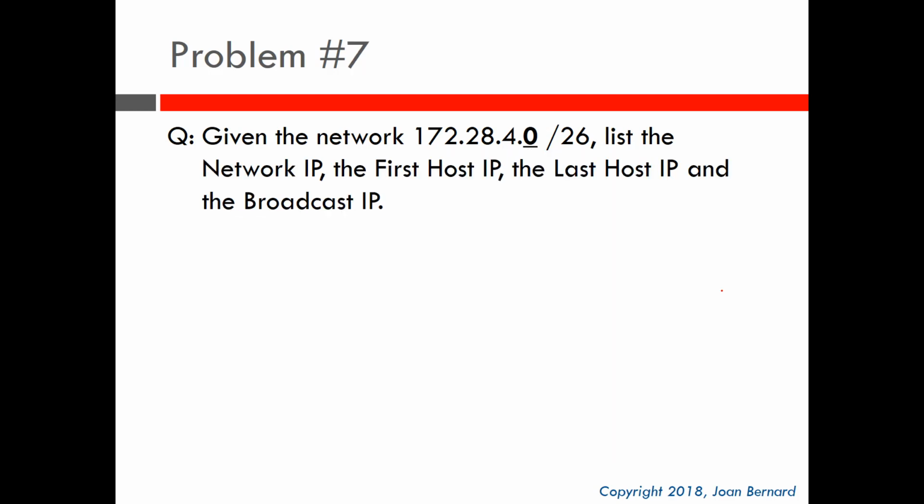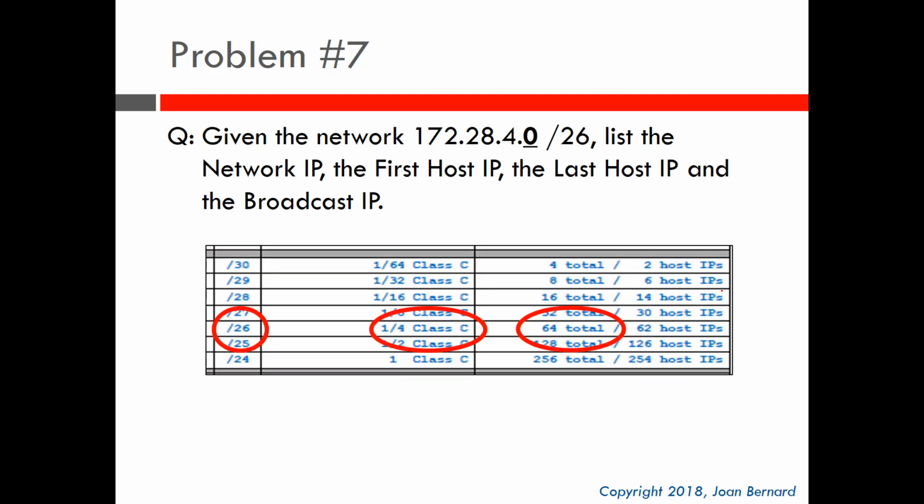Problem 7. Given the network 172.28.4.0/26, list the network IP, the first host IP, the last host IP, and the broadcast IP. Once again, the cheat sheet reminds us that a /26 has 64 total IP addresses and that it can be represented by a quarter or a fourth of a Class C.